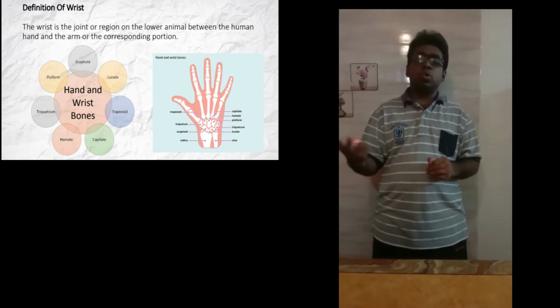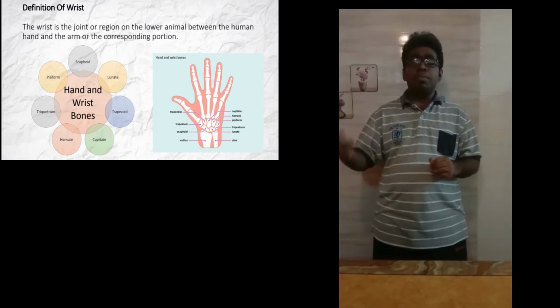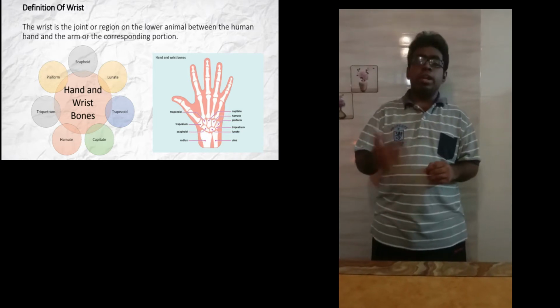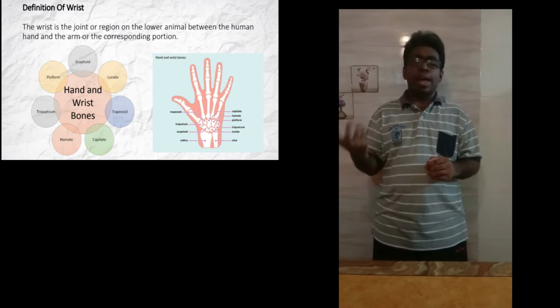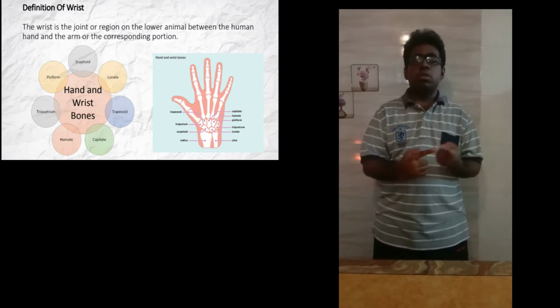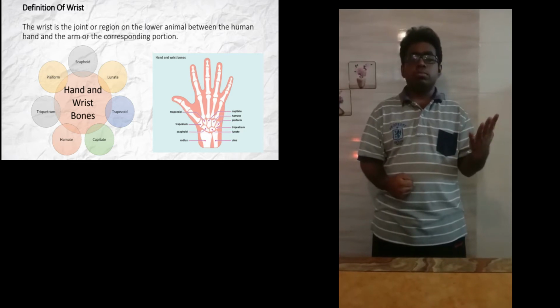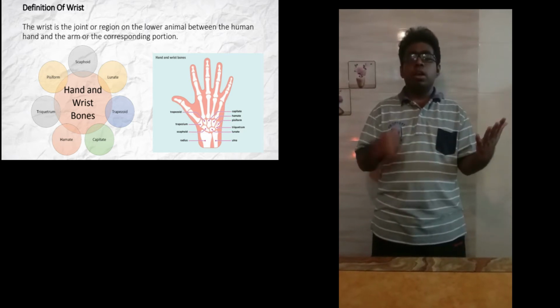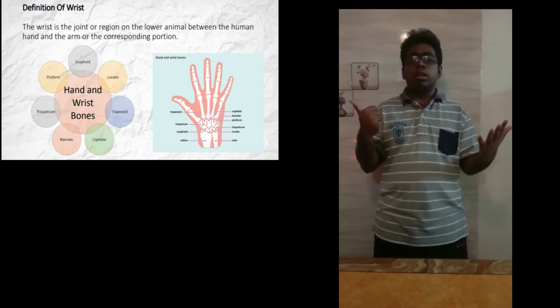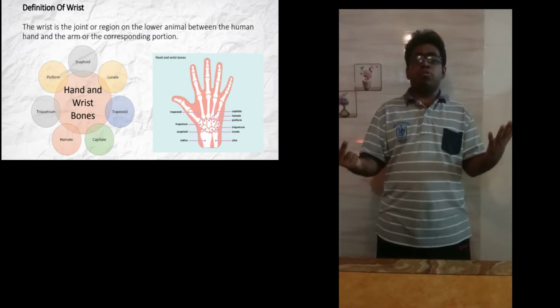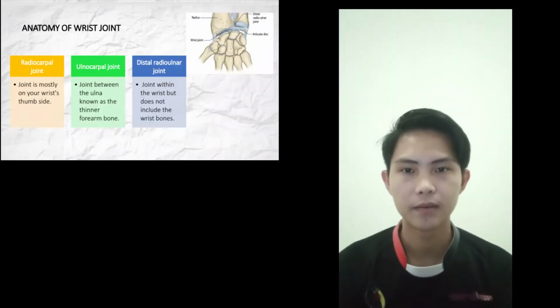oval and square. There are 8 types of carpal bones in our wrist, known as scaphoid, lunate, trapezium, trapezoid, capitate, hamate, triquetrum and pisiform.